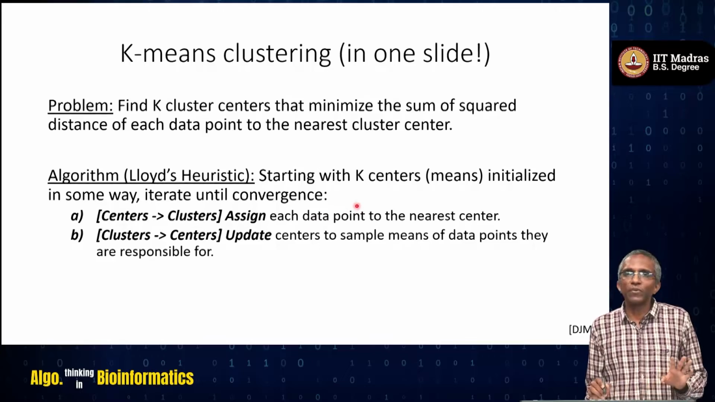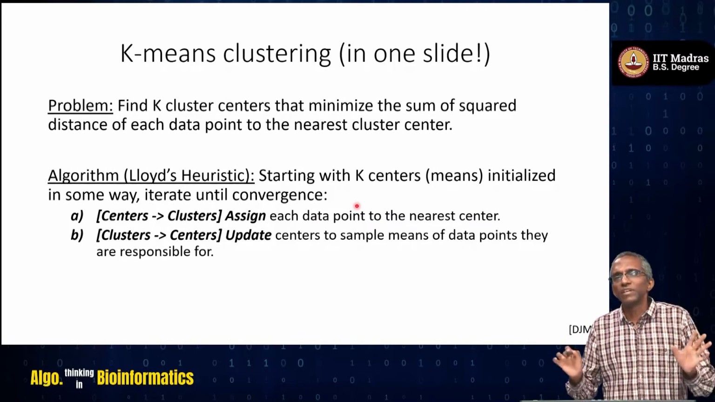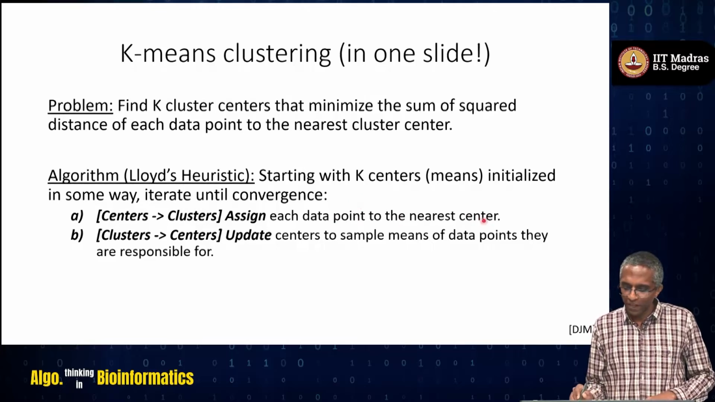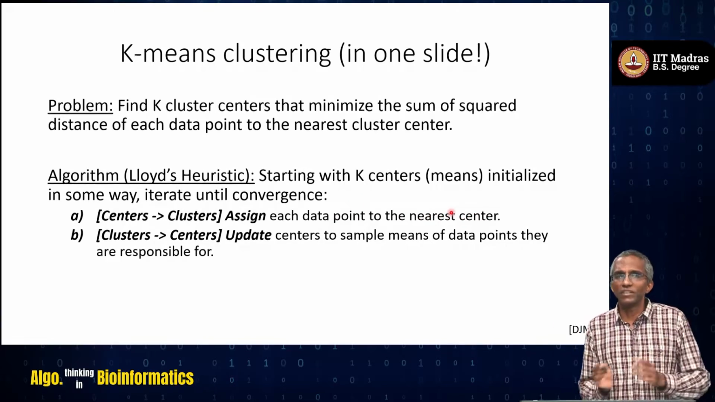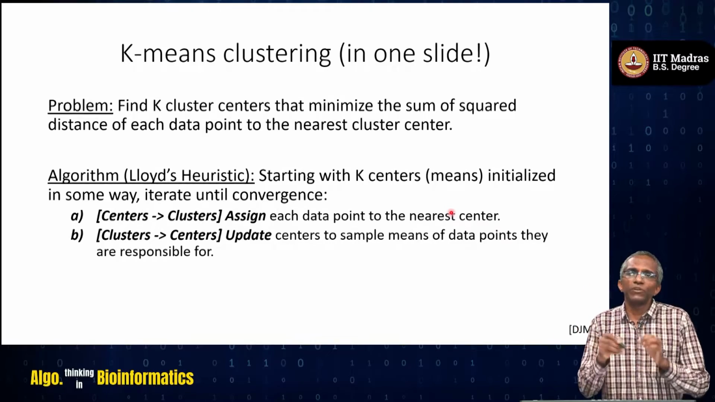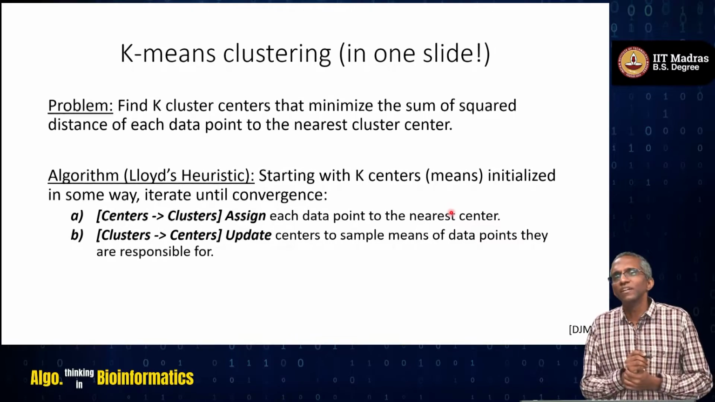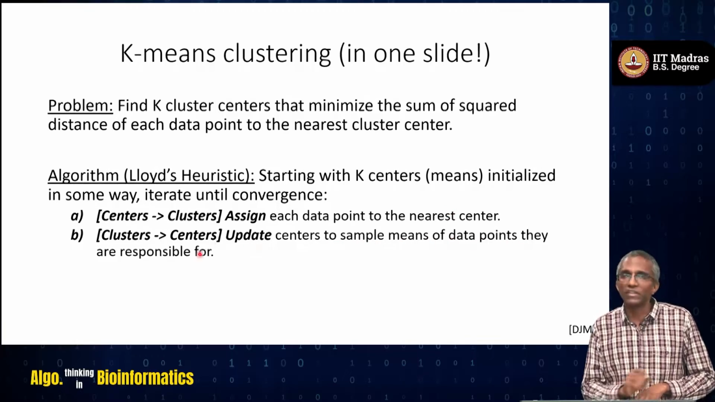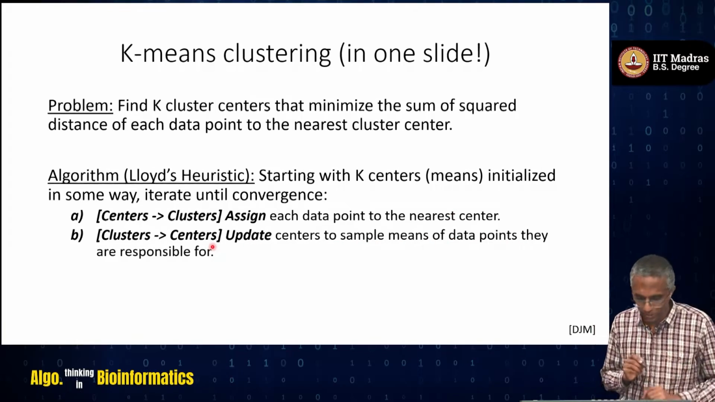And then every data point is covered by exactly one center, right. And once you have this, these centers are all now responsible for a set of data points. So, the mean of that would be a better way to cover all of those data points, rather than the current value. So, you update your centers to the means of the data points that they are responsible for. Okay. So, those are the two steps.